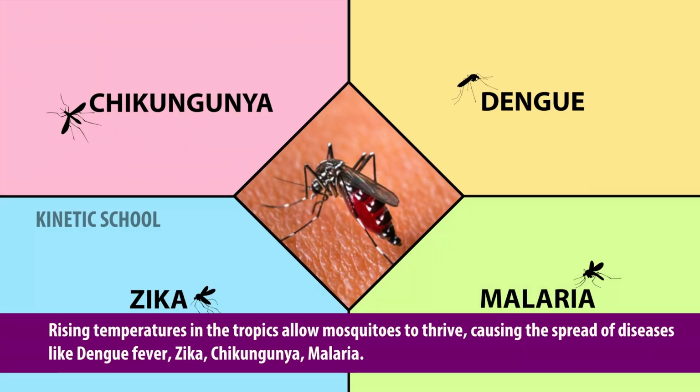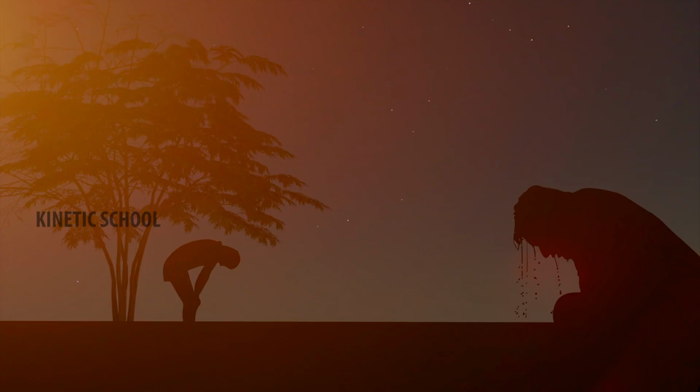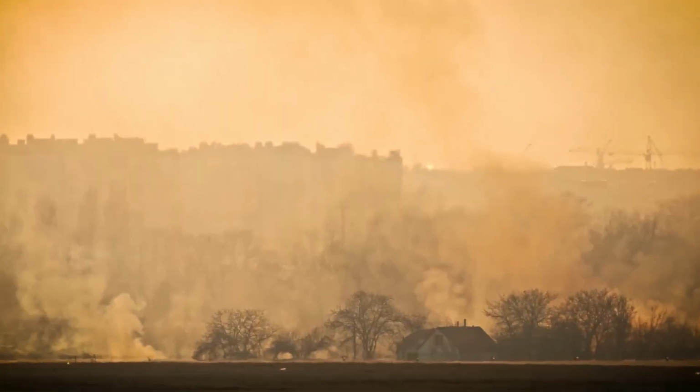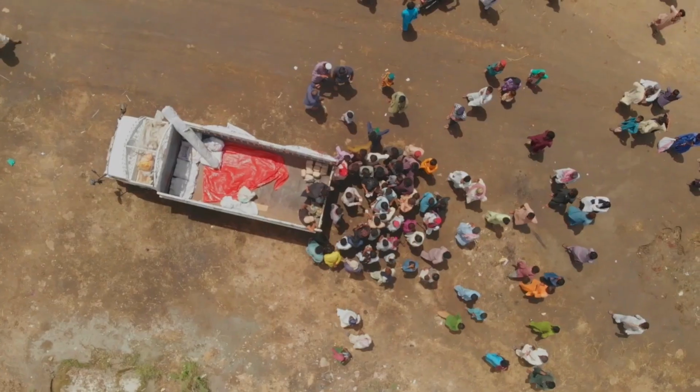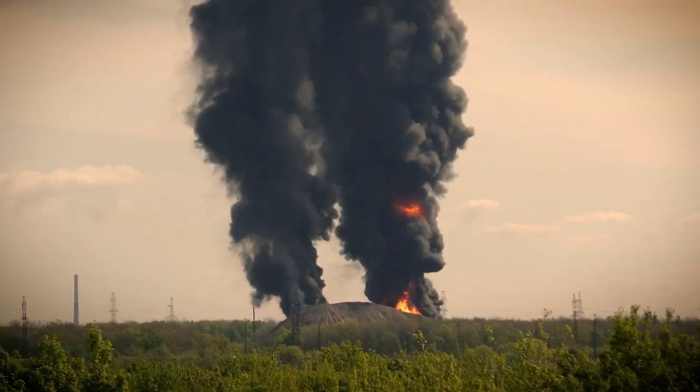Rising temperatures in the tropics allow mosquitoes to thrive, causing the spread of diseases like dengue fever, Zika, chikungunya, and malaria. Heat waves cause people to die of dehydration or heat stroke. Together, climate change and conflict threaten our ability to live. These crises aren't distinct but intricately interwoven, fueling each other.